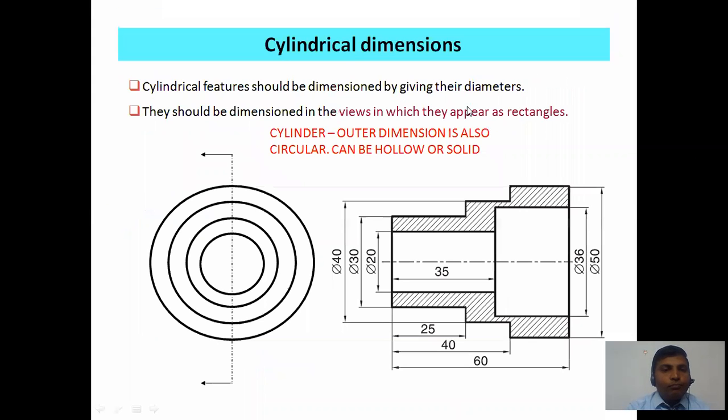Then if concentric circles are there, how to show such kind of parts? So this is a concentric part, or you can say a hollow shaft, and how to show that particular hollow shaft. The Φ20, Φ30, Φ40, all the circular holes of that hollow shaft, are shown by using such kind of dimension. That is the correct way of dimensioning, and in this case, this is nothing but your cutting plane.